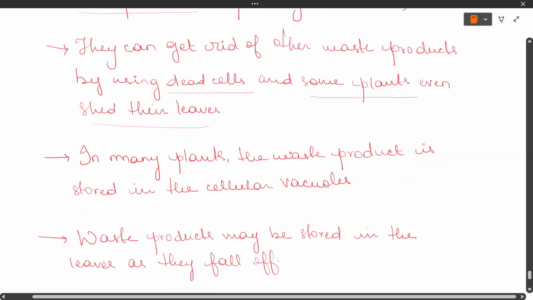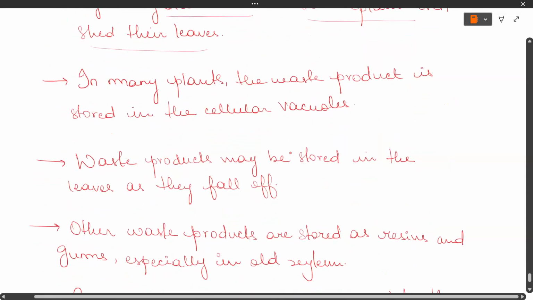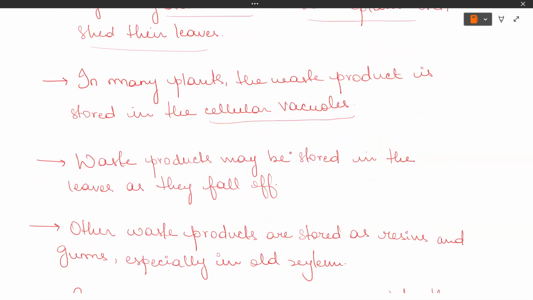Now, in many plants, the waste product is stored in the cellular vacuoles. See, vacuoles are there in the case of plants. Those vacuoles are responsible for the storage of waste products also. Basically here we are seeing how the plant is segregating the waste product from itself. Where is it storing, how and what is happening. So that is why we now know that the plants can store the waste product in the cellular vacuoles.